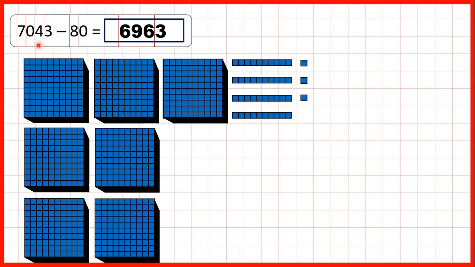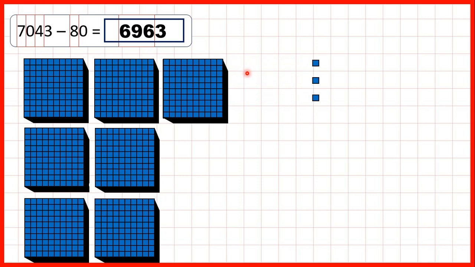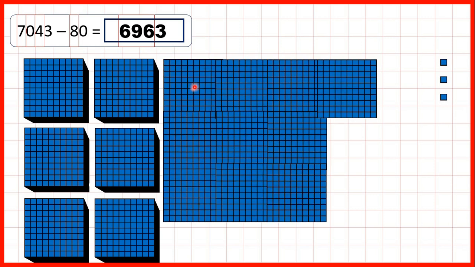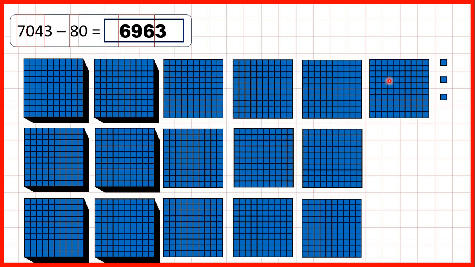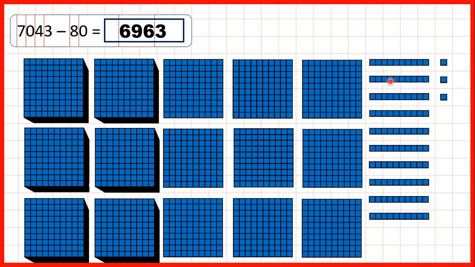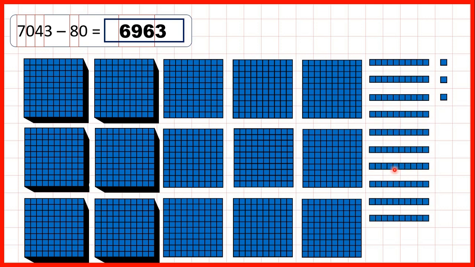Then, for our last question, we had 7,043 and needed to subtract 80, so 8 tens. We can take away the 4 tens that we start with, but now, to get more tens, first we need to exchange one of our thousands for 10 hundreds, and then we can take one of those hundreds and exchange it for 10 tens. So remember, we've already taken away the 4 tens that we started with, so to subtract 8 tens, we need to take 4 more away.